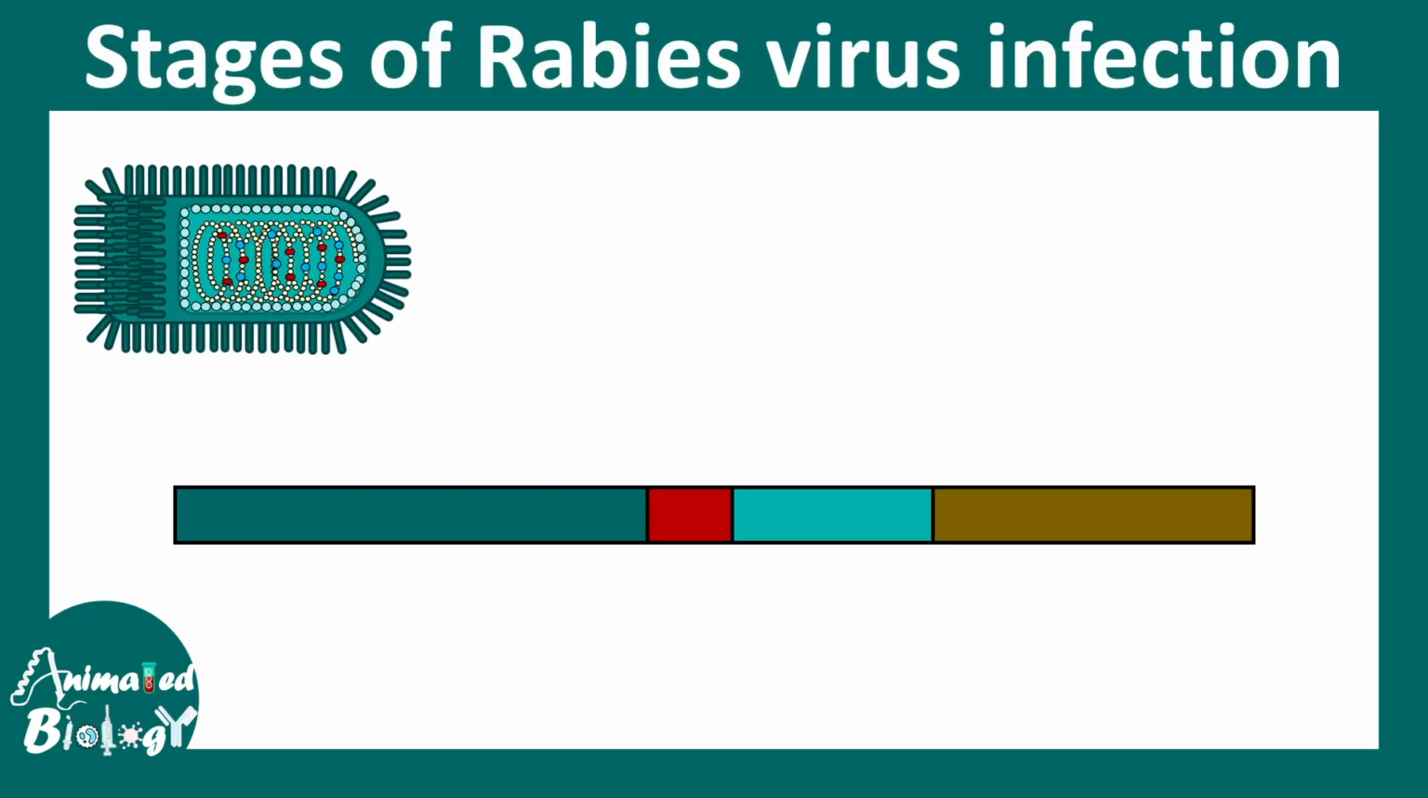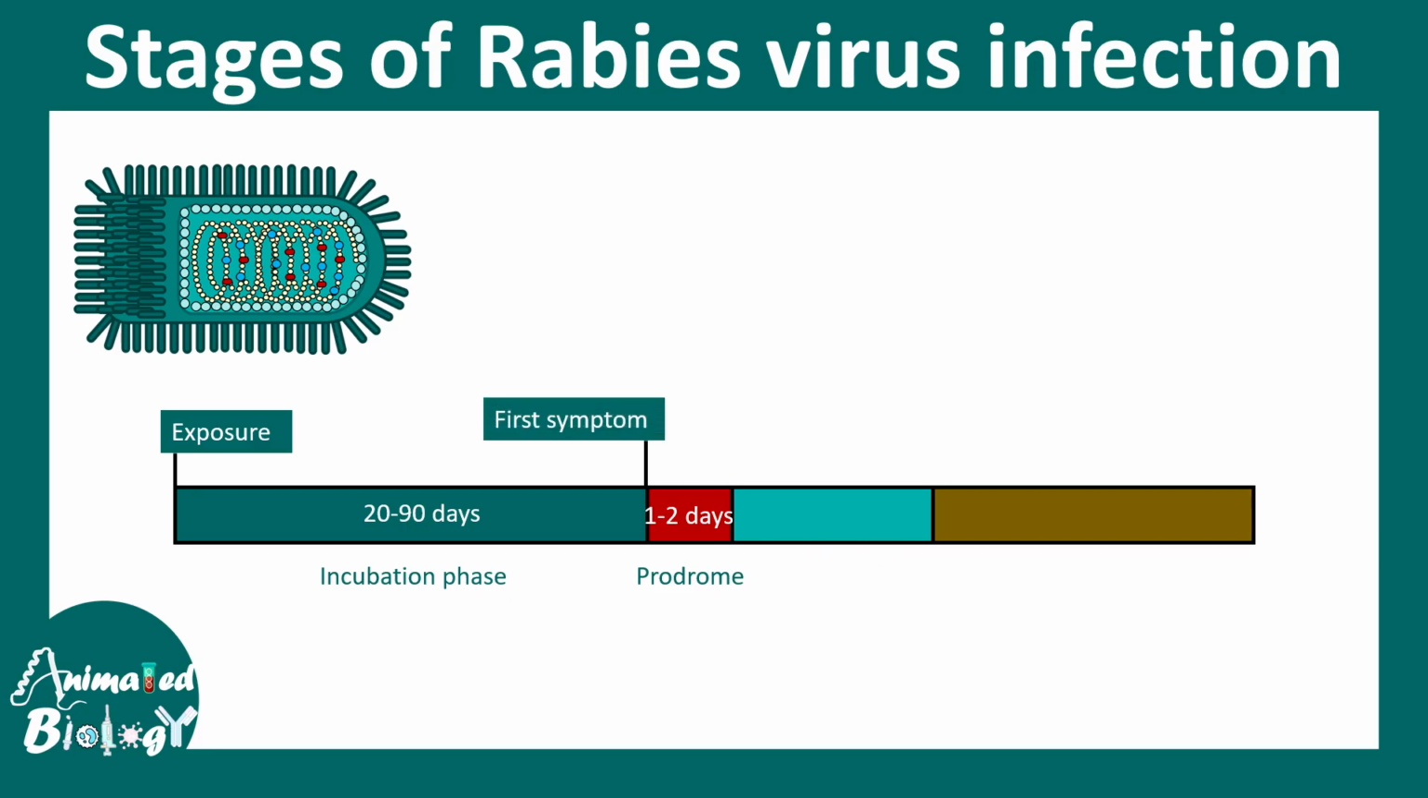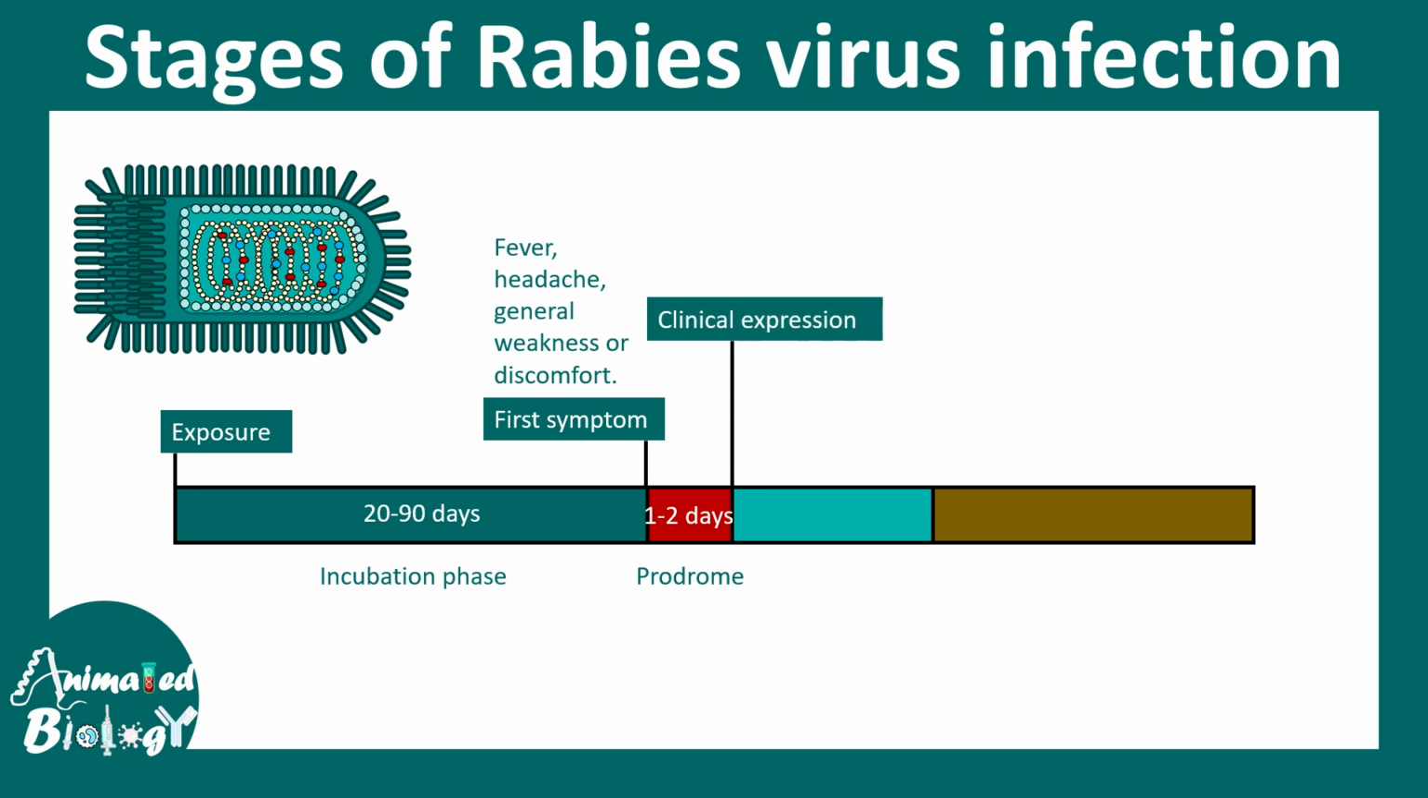Now let's talk about different stages of rabies virus infection. So this is the exposure time, and there is a long incubation period of 20 to 90 days. Like even in 3 months, nothing might have happened. Then there is a prodrome phase. In that case, the first symptoms appear, which might look like fever, headache, general weakness, or discomfort.